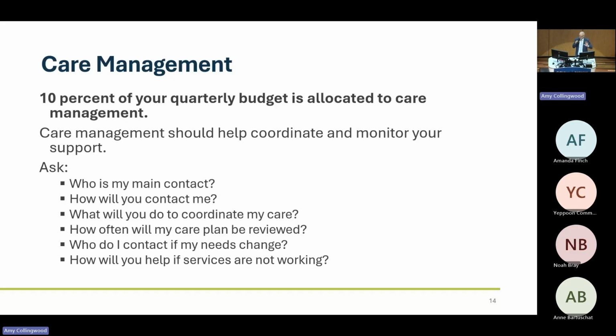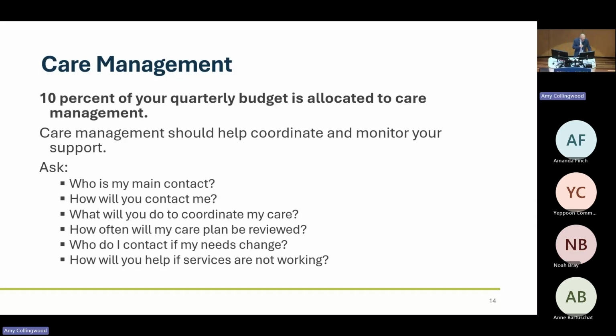Care management is really fixed, but I think it's worth knowing who you contact, particularly if things aren't working as well. And inevitably, there'll be times when the services are not meeting your expectations, or it's not quite what you thought. You want to be able to have a conversation with that person and fix it very quickly.